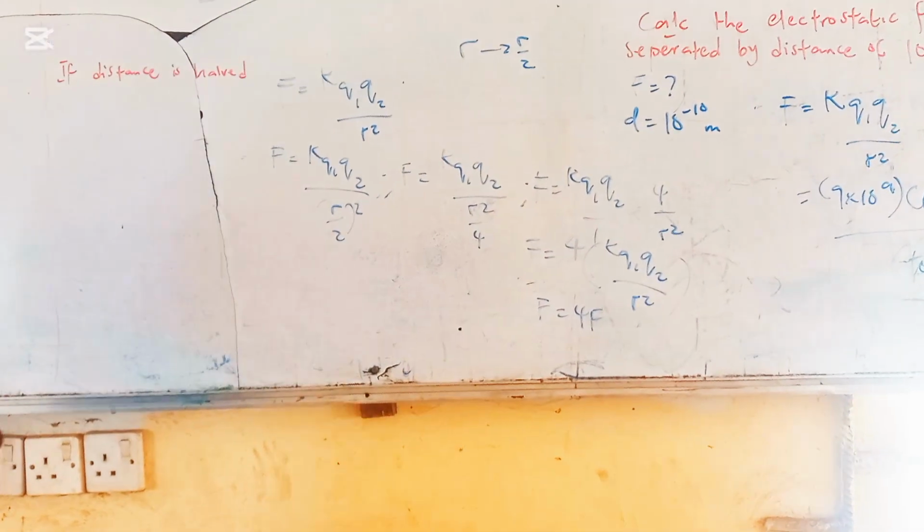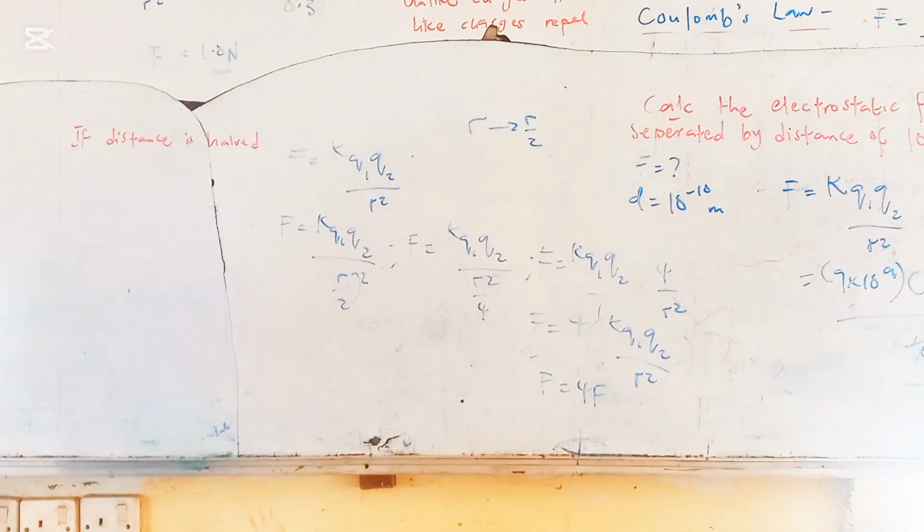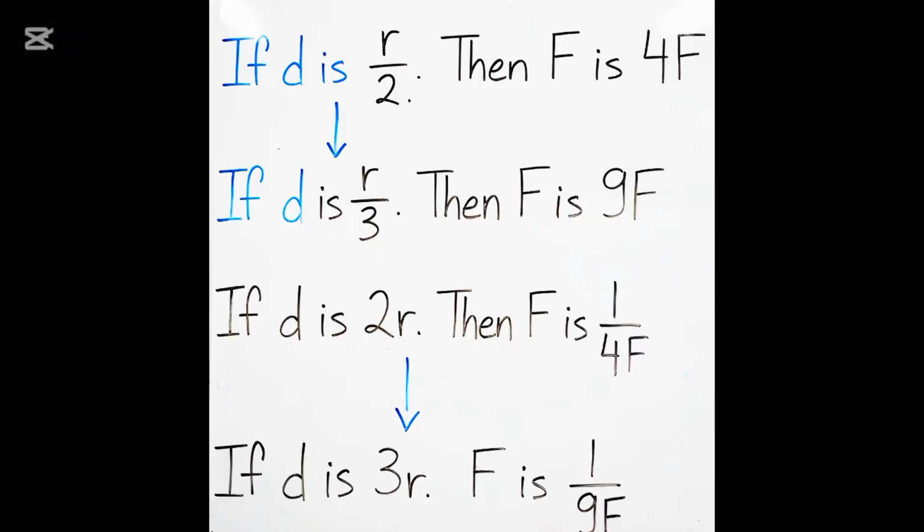So I'm just going to give a quick table. You can prove it also in the comment section. So this is the quick reference. When the distance is over 2, the force becomes 4F. Then when the distance is over 3, the force becomes 9F. So you can always check this for reference when you are studying.